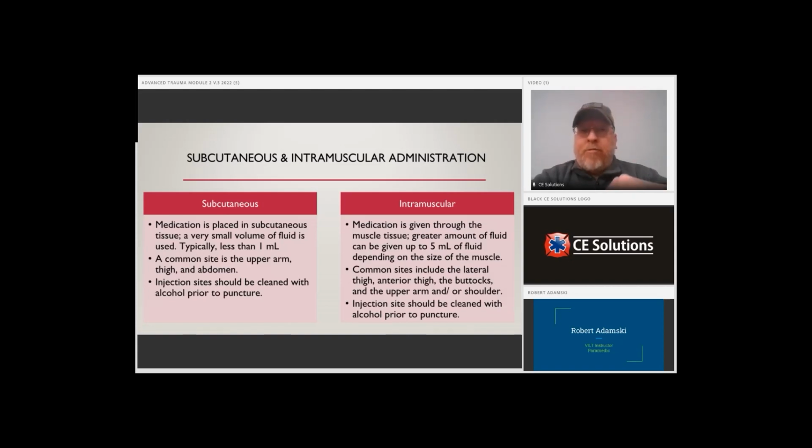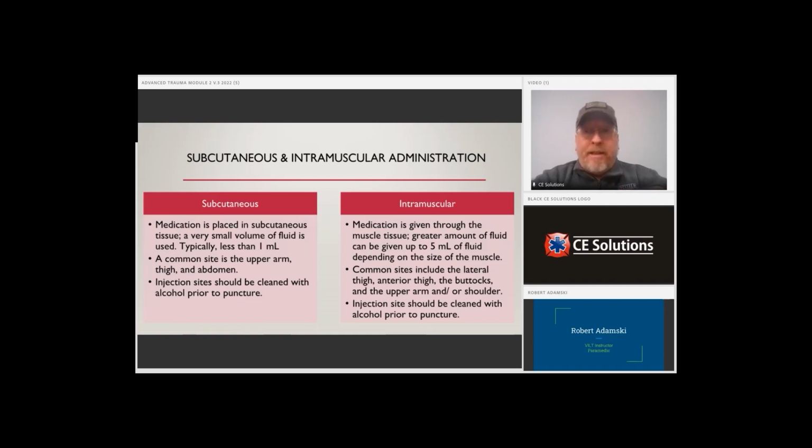Versus IM or intramuscular route, where you can give larger amounts of fluid, up to 5 milliliters. You're actually injecting into muscle tissue. And generally speaking, the onset of action is a little bit quicker. It may be variable, but it's generally a little bit quicker at 10 to 20 minutes typically. Our common IM access sites are lateral thigh. You can also do anterior thigh, the buttocks, upper arm, or the shoulder region.